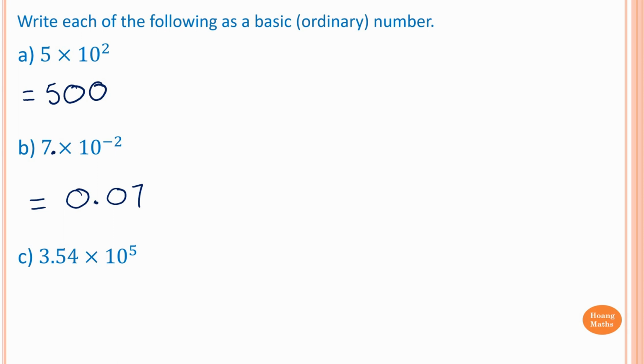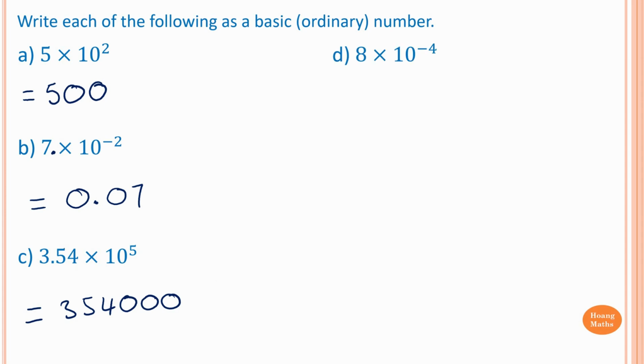Next one here. 3.54 times 10 to the power of 5. So this means that because of this, power of 5, 10 to the power of 5, so larger than 1. So the answer should be greater than 3.54. So in another word, this decimal point here, it moved to the right. So which is 1, 2. So 3, 5, 4, because we moved 1, 2 already, and it is power of 5. So we need to put 3, 0 at the back. There you go. That's the answer.